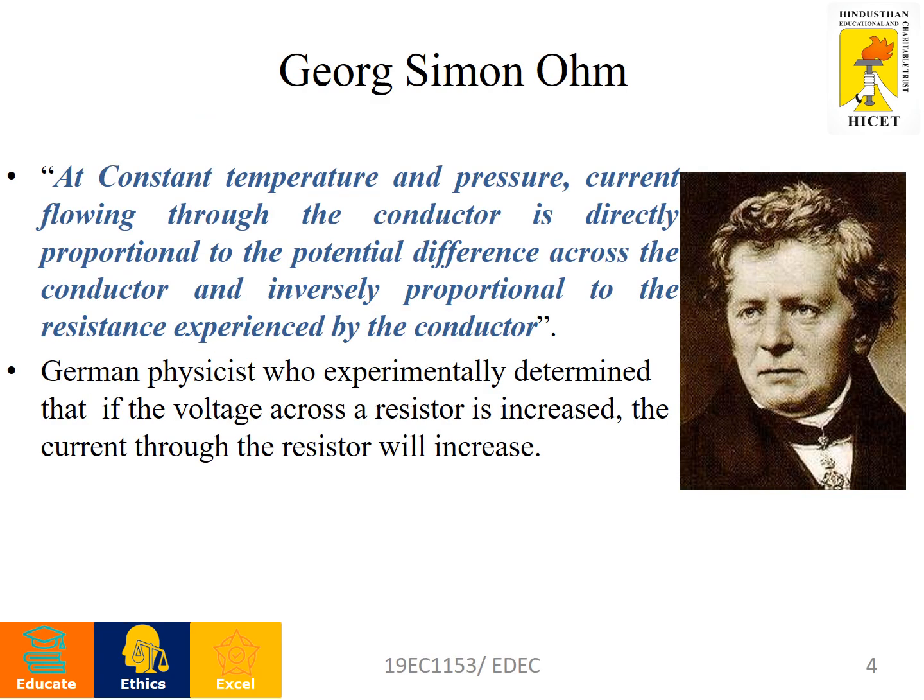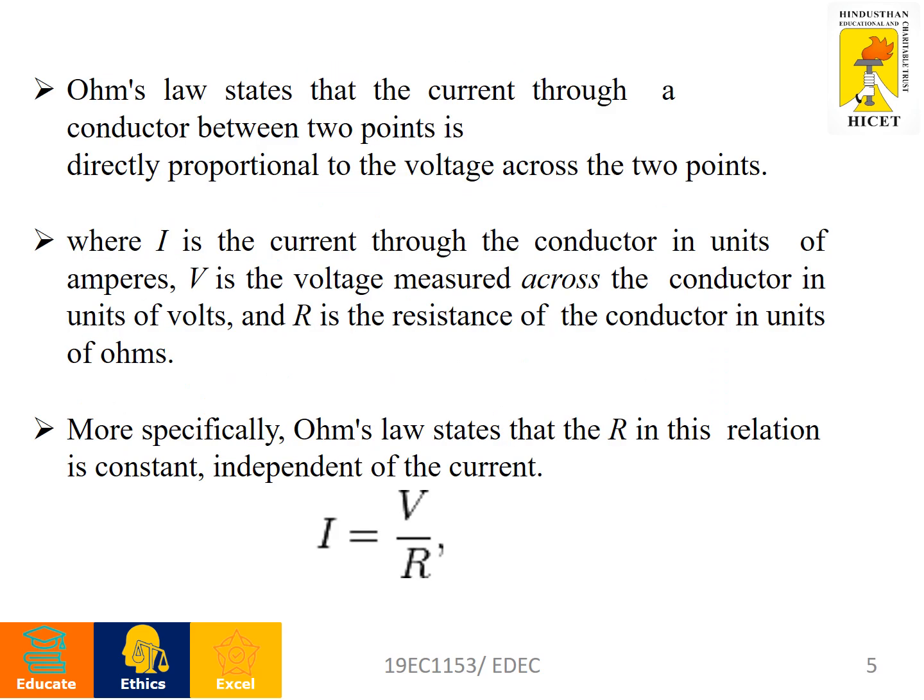So he is the inventor of Ohm's law, George Simon Ohm. Ohm's law states that at a constant temperature and pressure, the current flowing through a conductor is directly proportional to the potential difference across the conductor and inversely proportional to the resistance experienced by the conductor. He is the German scientist who experimentally determined that if the voltage across the resistor is increased, the current through the resistor will increase. So this is the statement of Ohm's law.